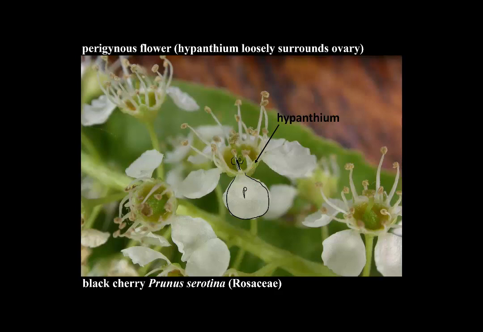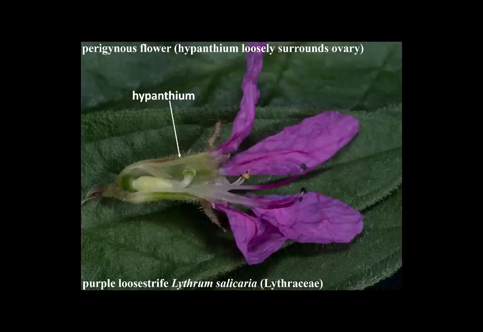The sepals are really small in this case. They're probably here. They're sort of obsolete. But can you see that this is like a cup, and it surrounds the ovary. This is a perigynous flower. The hypanthium loosely surrounds the ovary. Yeah, that's a nice way to put it.